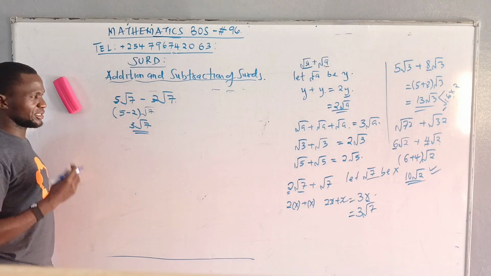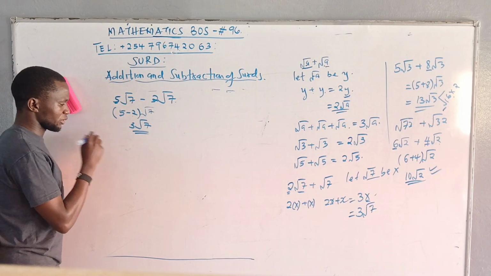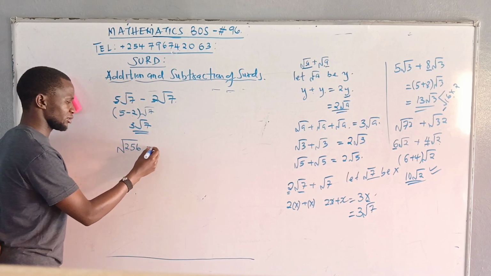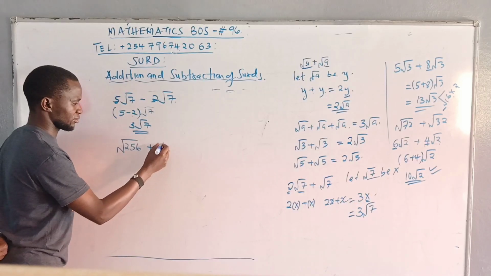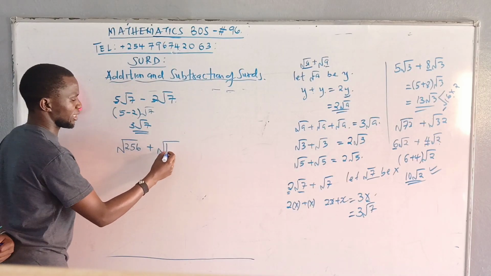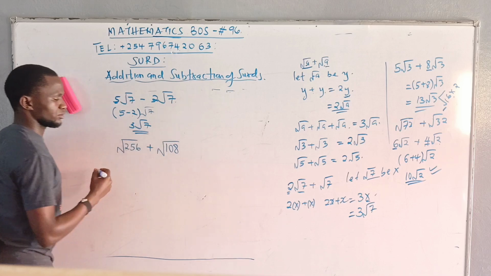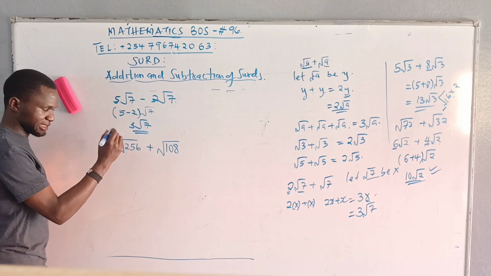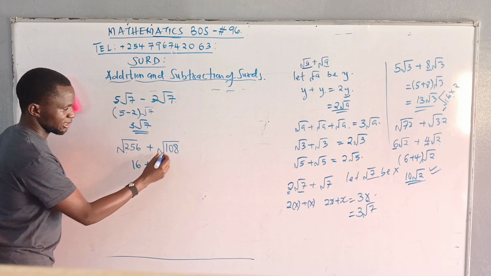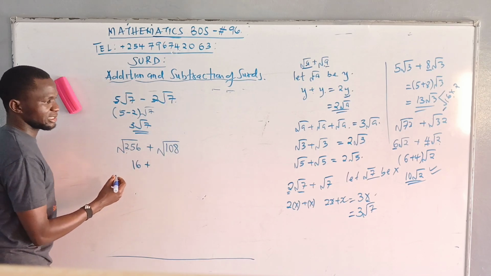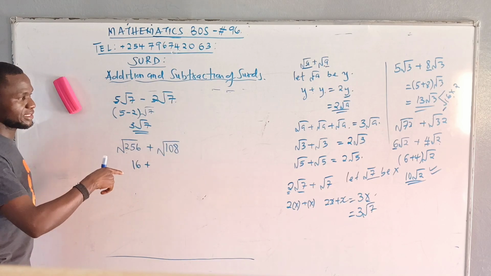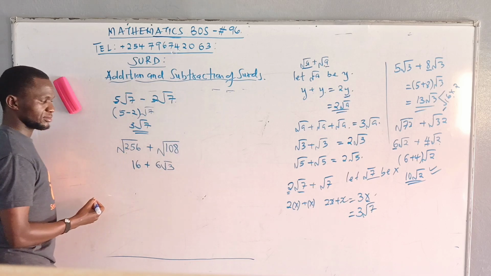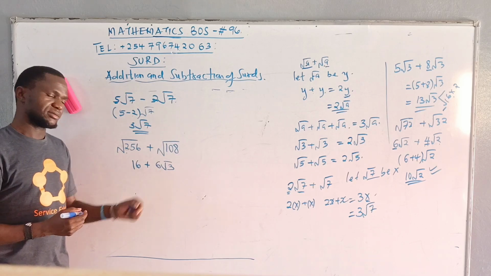Maybe I can challenge you a bit. What about if you read a question like root of 256 plus root of 108? How do you go about it? Do you have an exact square root of 256? The answer is yes. The answer is 16 plus root of 108. You have seen that 108 can be written as, if you review from the previous work that we have just done, you notice that it's going to be 6 root of 3. Now we have 16 plus 6 root 3.